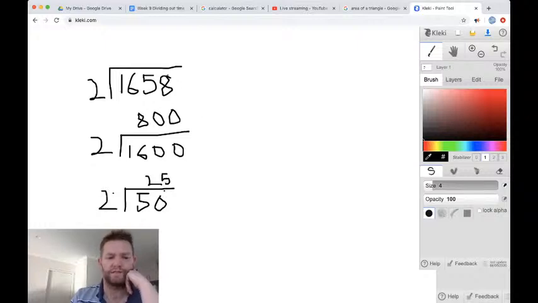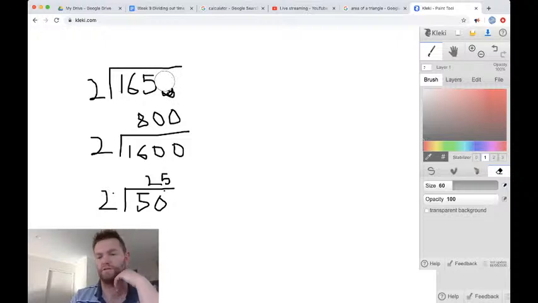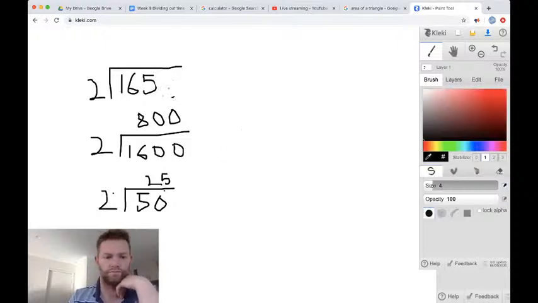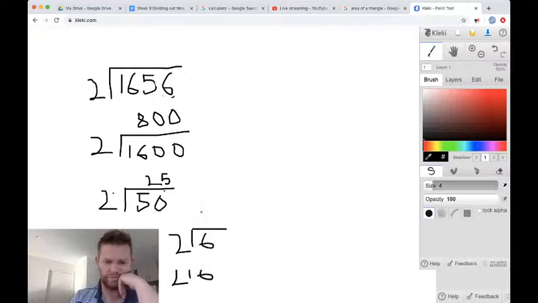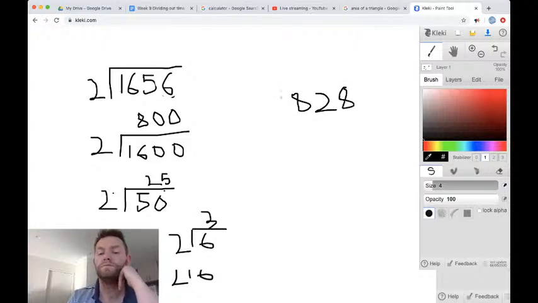That was supposed to be 56. Really fluffing this one now. But this program's much nicer to write with. 2's into 6 is 3. So the answer being 828. And then you'd hold that 2 decimal places and put it in.